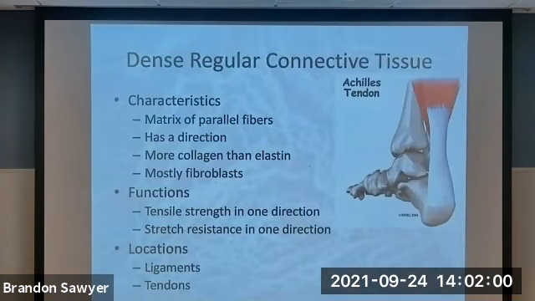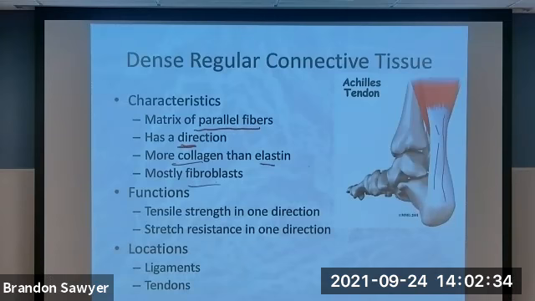Let's keep moving on. Let's move into a couple types that we're going to find in places that are a little bit more familiar. For example, dense regular connective tissue. Mostly all the fibers are parallel to each other in this. Very thick, dense collagen fibers. It has a direction to it, and you can see these lines, this nice direction, in the Achilles tendon there. Much more collagen, but there is some elastin as well. The main cell type we would see there would be fibroblasts.